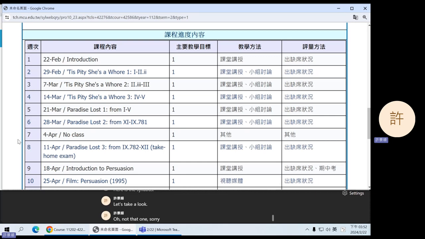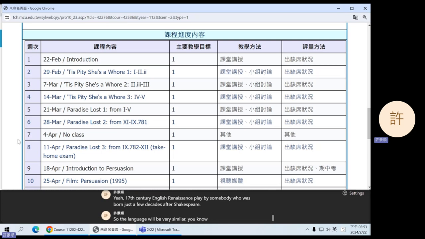This one, syllabus, ta-da. Okay, so week one, introduction. I'm doing that right now. Weeks 2 to 4, we're going to be reading a 17th century English Renaissance play by somebody who was born just a few decades after Shakespeare. So the language will be very similar.